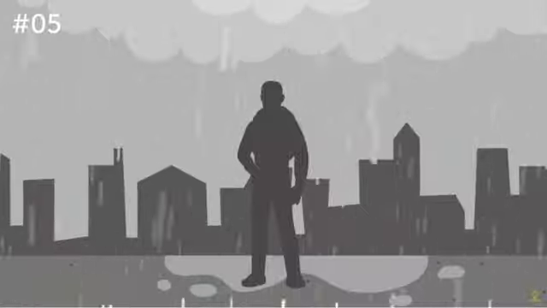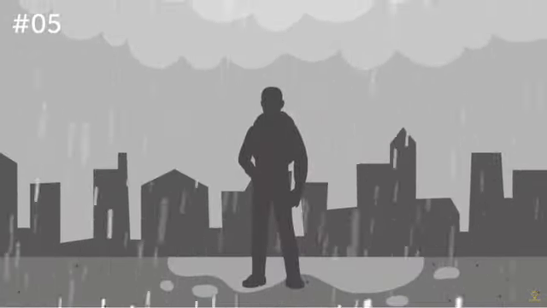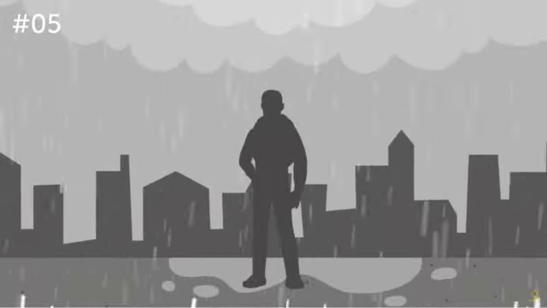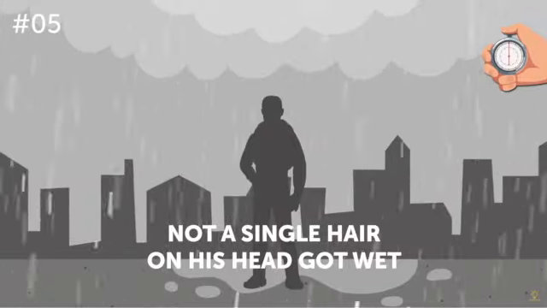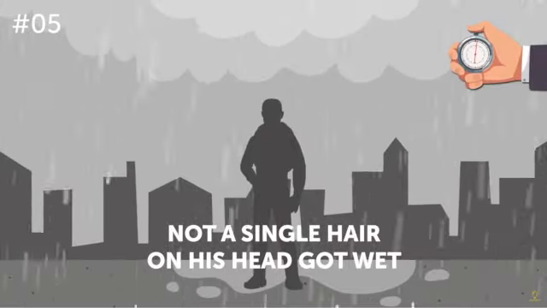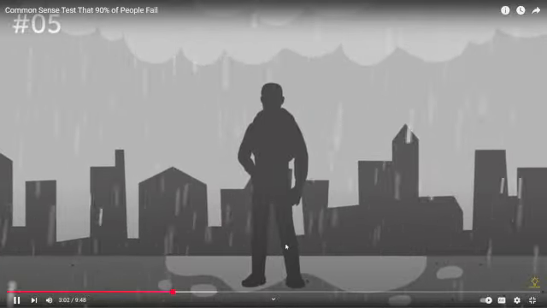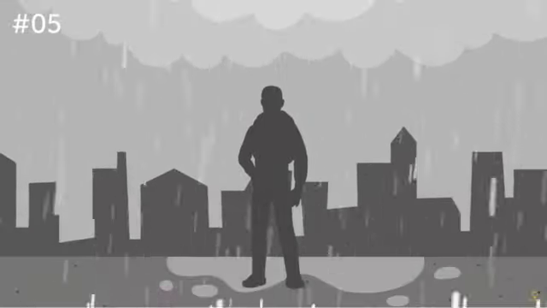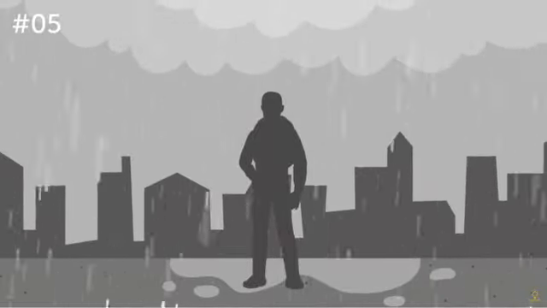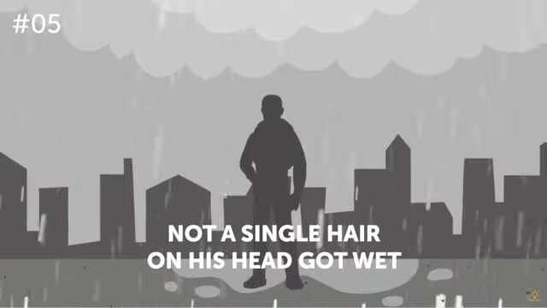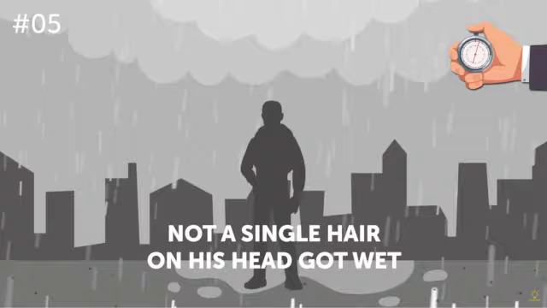5. One day a man got caught in the pouring rain. Unfortunately, he had no umbrella or hat or anything else he could use to stay dry. Yet not a single hair on his head got wet. How so?